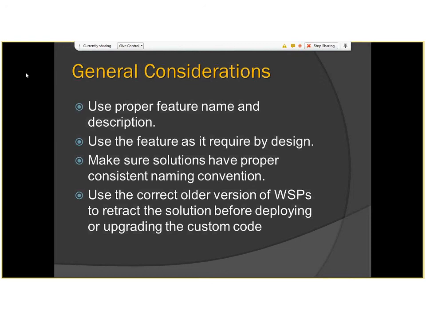And the final thing is deployment discipline. During the deployment and retraction process, while updating or upgrading a custom solution, please use the correct version of the WSP to retract the solution before deploying or upgrading the custom code with a new version of this WSP. Why so? Because this would ensure activating or deactivating feature references of the current version of the WSP. Right?